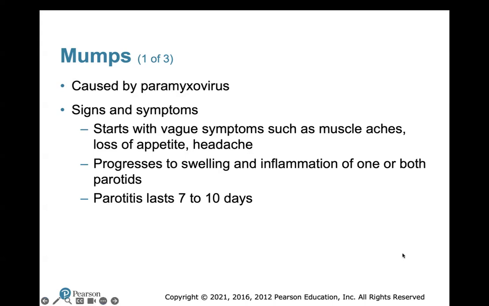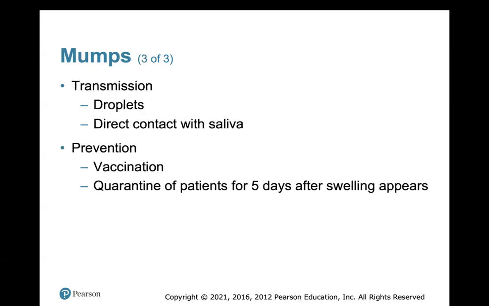Signs and symptoms of the mumps start with vague symptoms such as muscle aches, loss of appetite, and headache, and progress to swelling and inflammation of one or both parotid glands. Parotitis lasts 7 to 10 days. You'll start seeing that they have a swollen face, their cheeks are swollen up. It can be transmitted through direct contact with saliva droplets, and can be breathed into the air. The only way to treat it is to prevent it. Again, get vaccination.